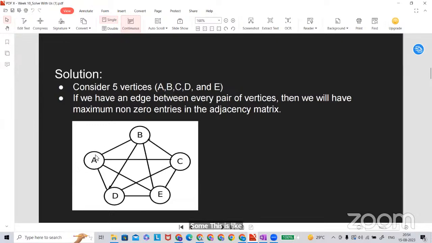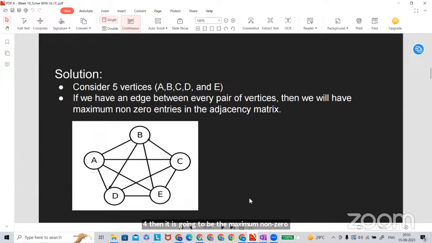Now, when will it be maximum? Each vertex has degree n minus 1, which means 5 minus 1, which is 4. We want the maximum non-zero entries, which means each vertex has degree 4. Then we get the maximum non-zero entries in the adjacency matrix.